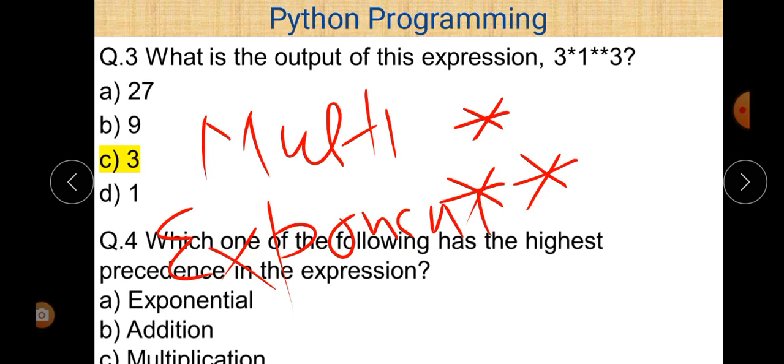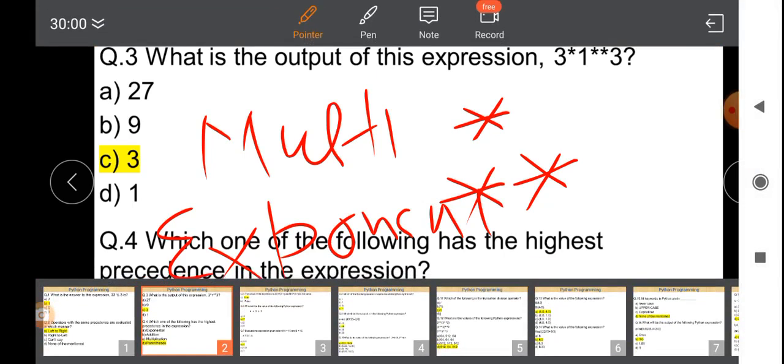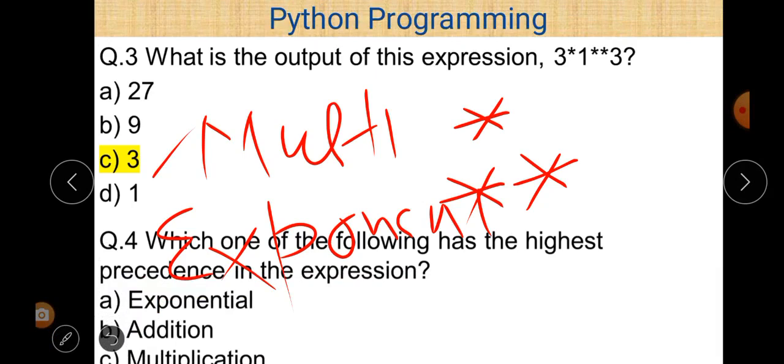So first of all, we have to calculate 1 power 3, because 1 double star 3 is there. It means 1 power 3 will be evaluated, and as we know the answer is 1. Then 3 star 1, which means 3 multiplied by 1, will be evaluated. In this case, when we multiply 3 by 1, our answer will be 3. So 3 is the correct answer. Now I think it is clear to all of you.